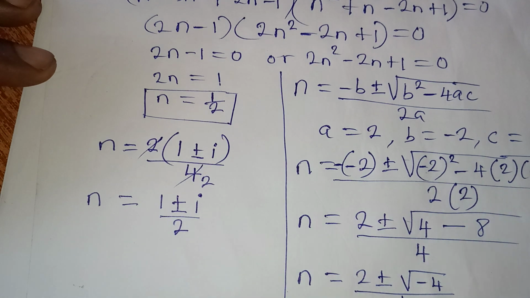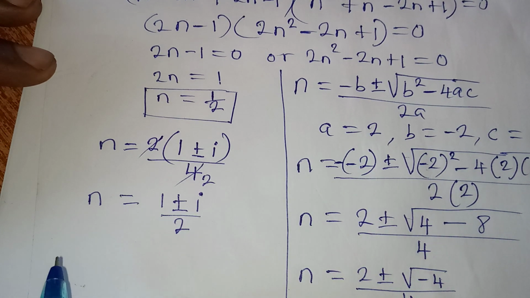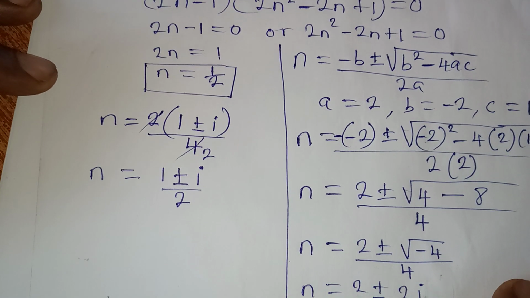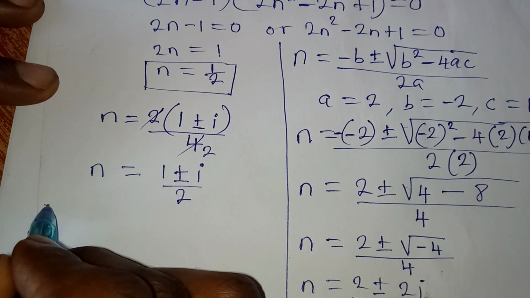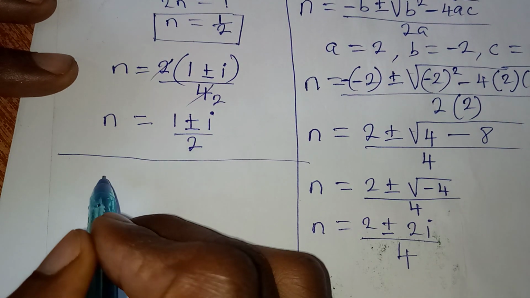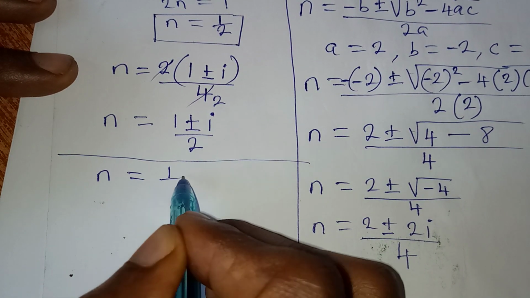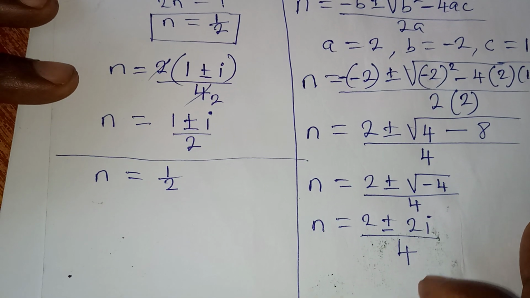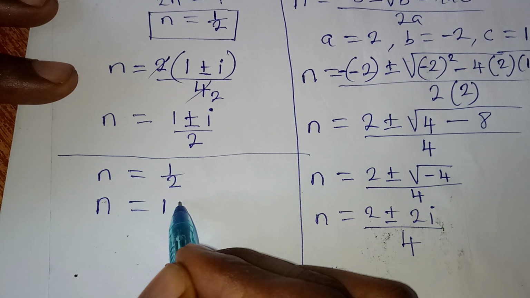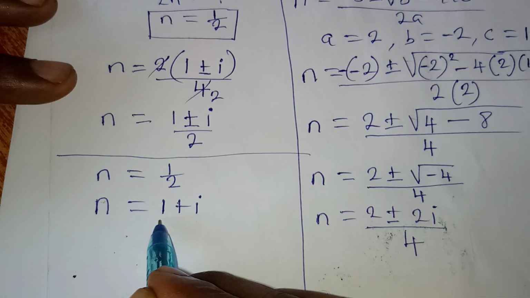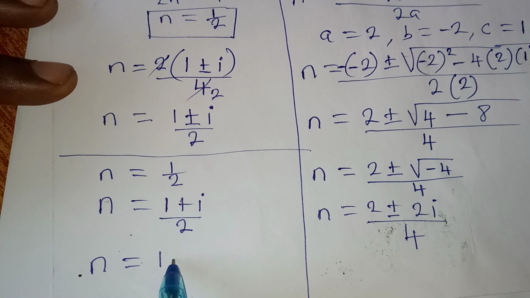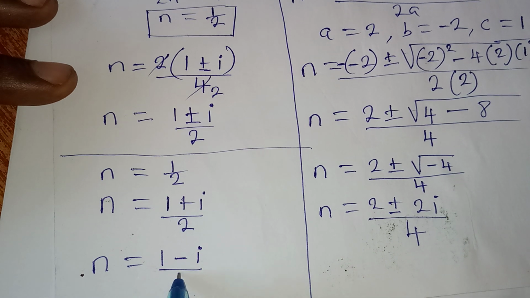Now, what does this mean? It means that we can have this in two places. We can have one to be positive and the other to be negative, right? So from here now, let's get the values of n from the equation. We have that n is equal to 1 over 2. This is the first solution. The second one is n is equal to 1 plus i all over 2, and the third one is 1 minus i all over 2.